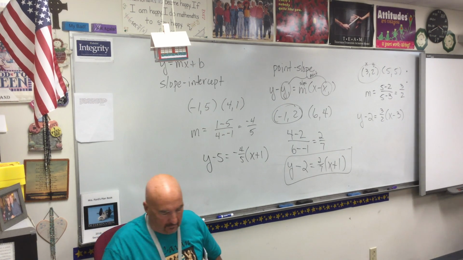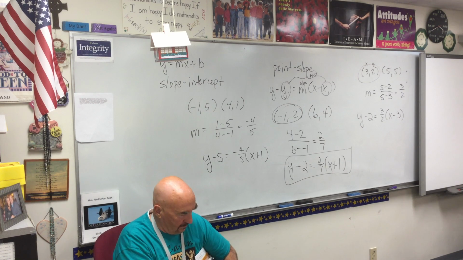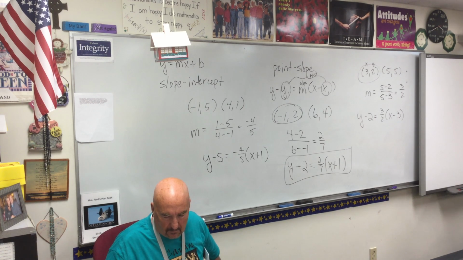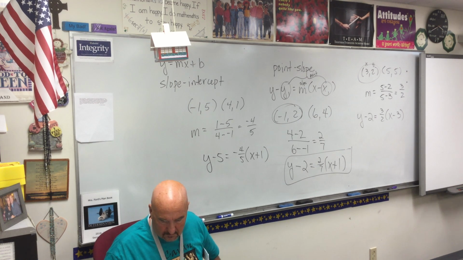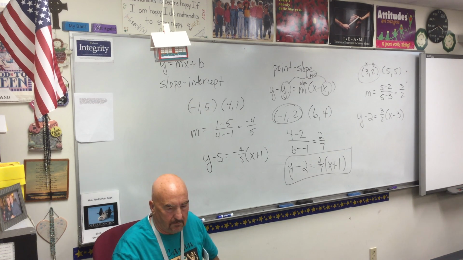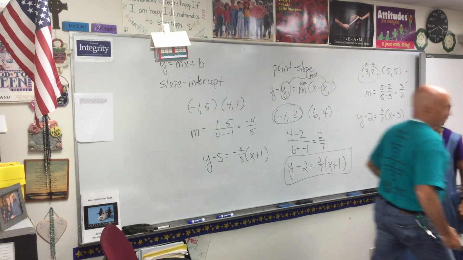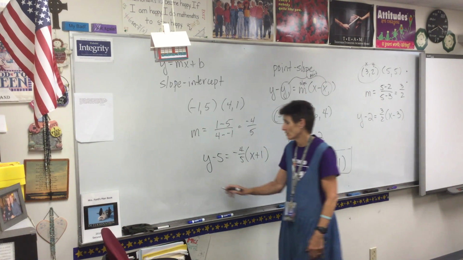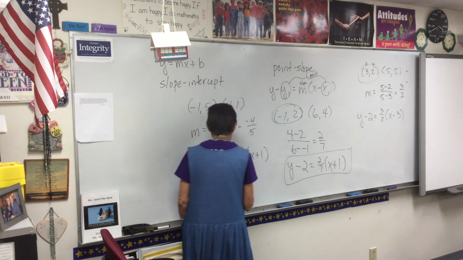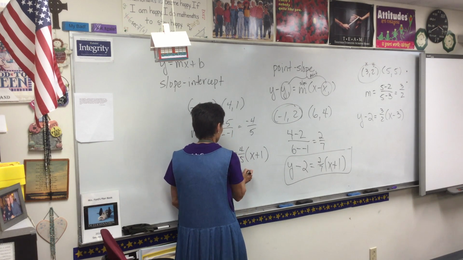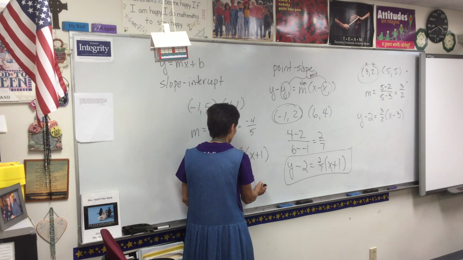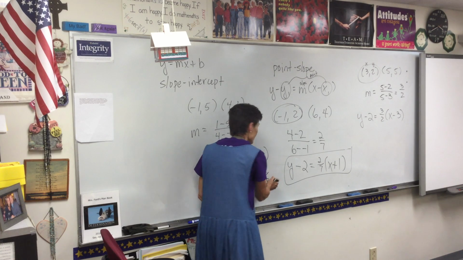But now I have to go farther, because the directions said we want an answer in slope-intercept form. So the work is the same. To this point, we've done nothing different, but now we have to move on. We have to take it a little bit farther. So y minus 5, somebody said distribute, -4/5 x minus 4/5.